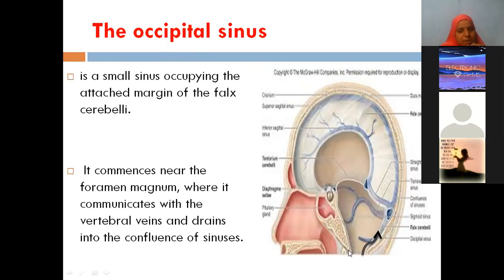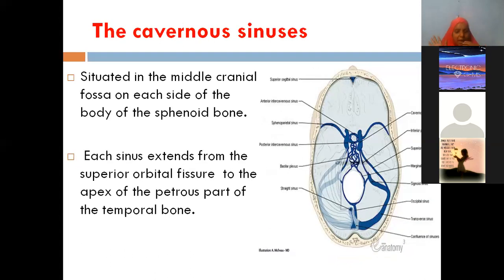So the occipital sinus is basically starting from foramen magnum. That means it is communicating with the vertebral veins and it's draining its blood at the meeting point of all sinuses. What is the meeting point of all sinuses called? Confluence of sinuses. Okay. Now, cavernous sinus is always an essay question. It's very, very important.